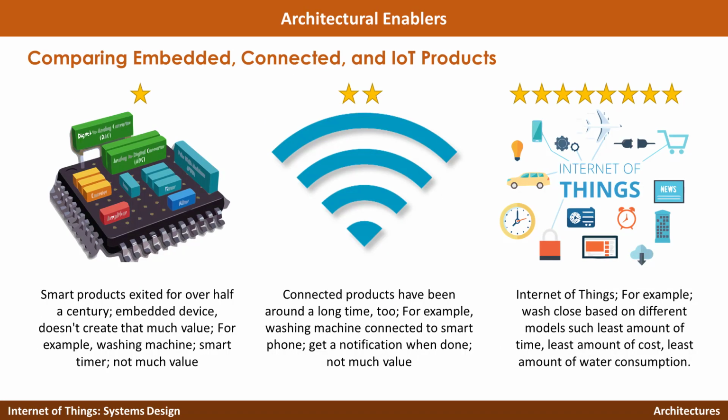We can classify these IoT products into three different broad categories. You can think of the first one as embedded devices, the second one as connected devices, and the third one as IoT products or IoT devices. Smart products have existed for many years. Probably you have seen embedded devices.